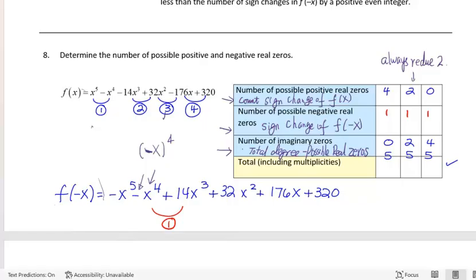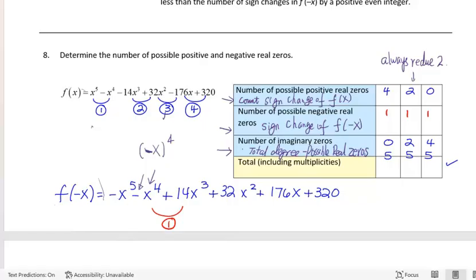Then we check that here down here doesn't have a sign change, right? The negative doesn't change, but this one negative to positive changes once, then the following all positive didn't change the sign. So the sign changes only once. So that tells me the possible negative real zeros is just 1.